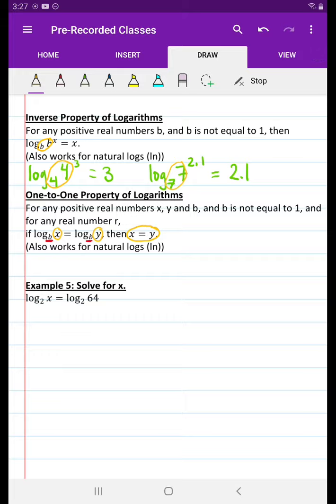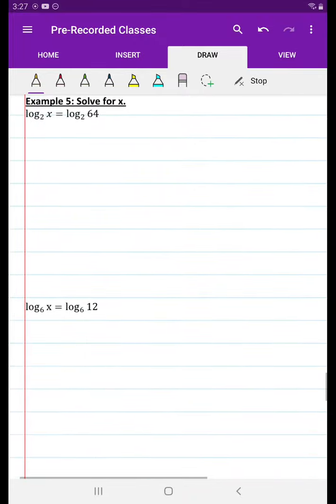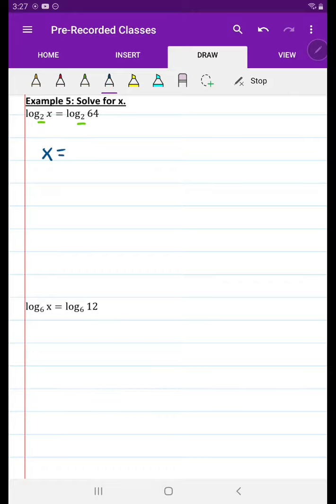And so we can use that to roll into example 5 where we solve some of these equations. So in example 5, we have to solve for x. We have log base 2 of x equals log base 2 of 64. Well, if you notice, they both have a base of 2, so then we can drop the bases and drop the logs, and we can say that x equals 64, and just like that, we've solved for x, and we're all done.